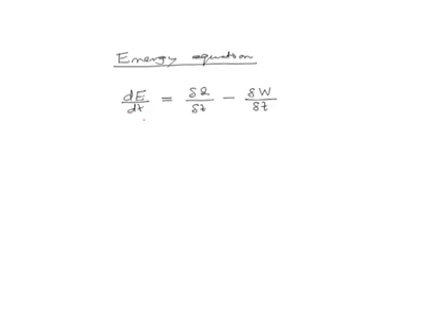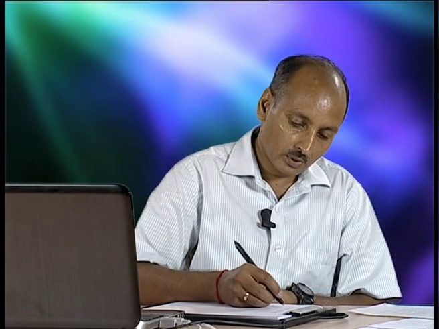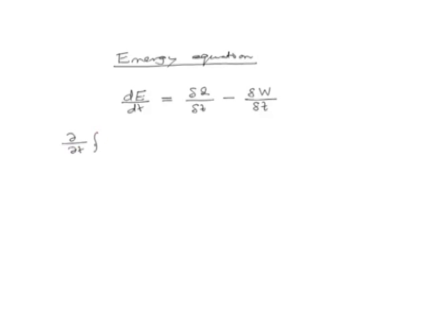So a complete expression would be this. This is what we had: dE by dt is equal to delta Q by delta t minus delta W over delta t. We had obtained the expanded form of dE by dt using the Reynolds transport theorem. This is del by del t of the integral of rho eta dV plus the surface integral, which gives us the rate of efflux of energy from the system, rho eta V dot dA.